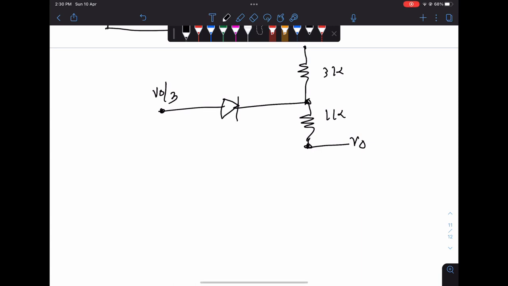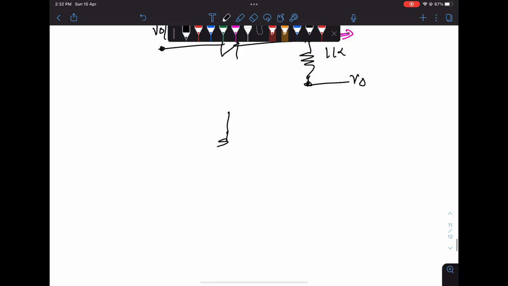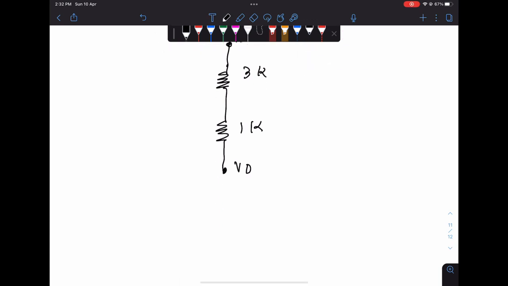Now, for the diode to be on, it's required that V0 by 3 minus the nodal voltage VA should be greater than 0.7. The difference should be greater than 0.7, then only the diode will be on. That's the condition. So, to write that condition, first we need to find the voltage using the 3K, 1K, the 15 volt supply and the V output.